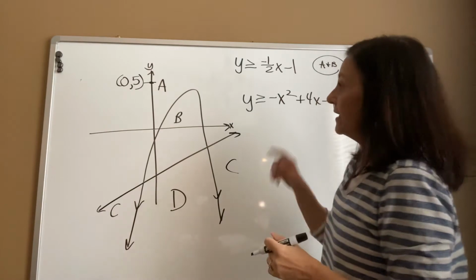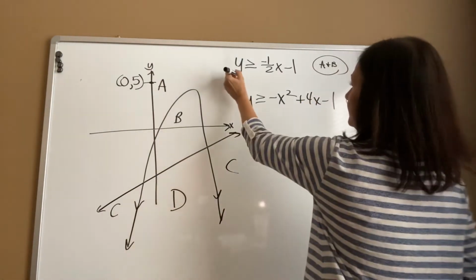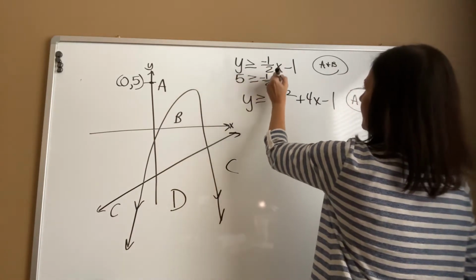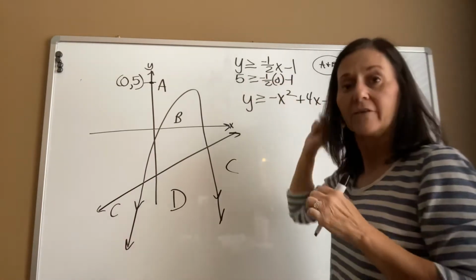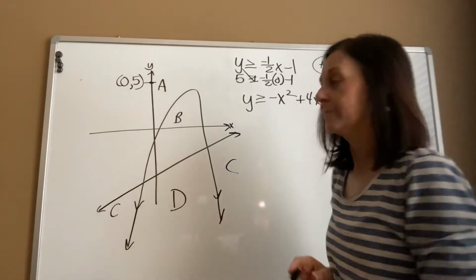And we're going to plug in 5 for y, 0 for x, and confirm. So 5 greater than -1/2 times 0 minus 1. Well, that's just -1. 5 is greater than -1. It works for that inequality.